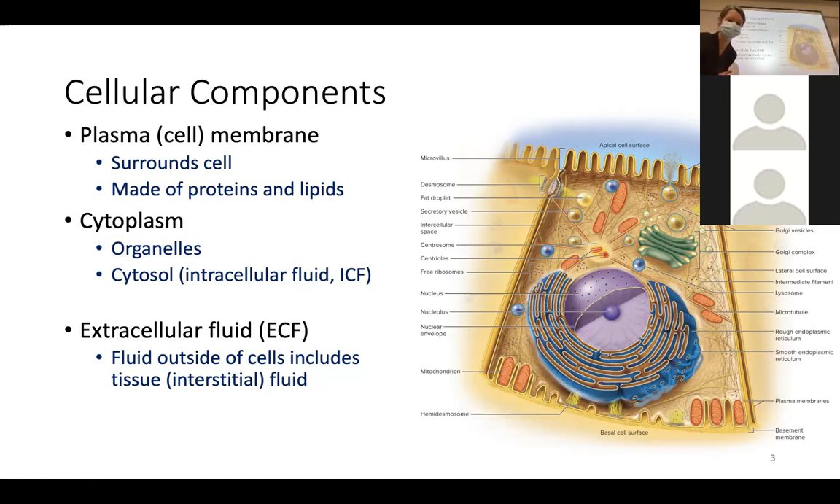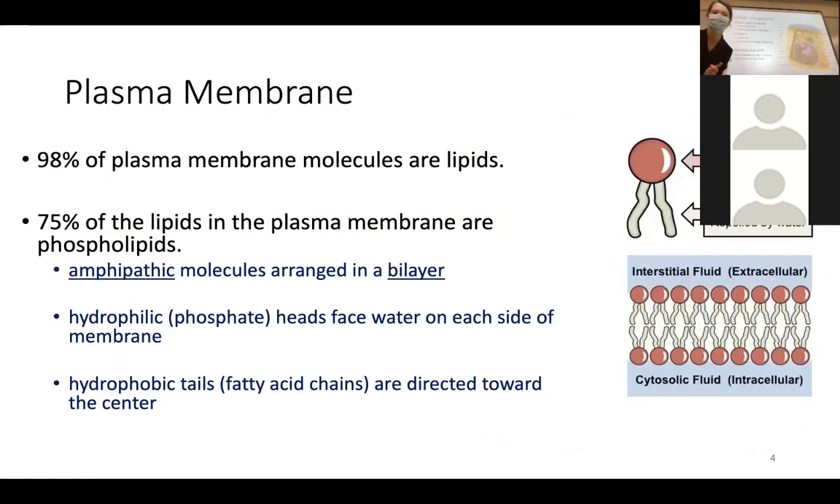So ICF and ECF, that'll come back up. First, getting into the plasma membrane. I think this is the exact same slide I use in general biology, so hopefully it looks kind of familiar. Most of the molecules that make up the cellular membrane are lipids. 98%. The other 2% are essentially proteins. So most of the molecules by number, if you're counting them, are phospholipids.